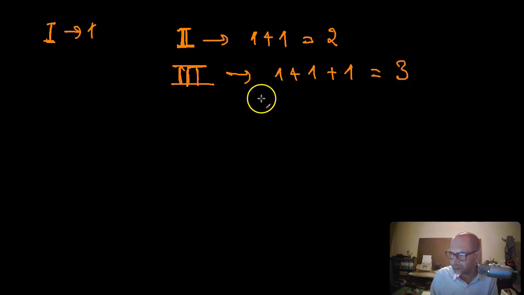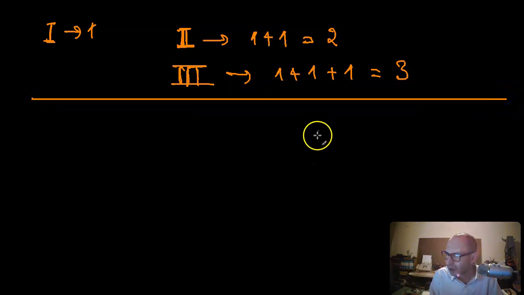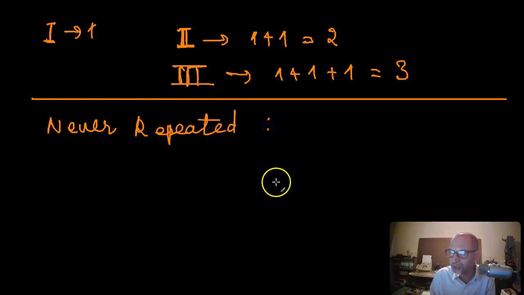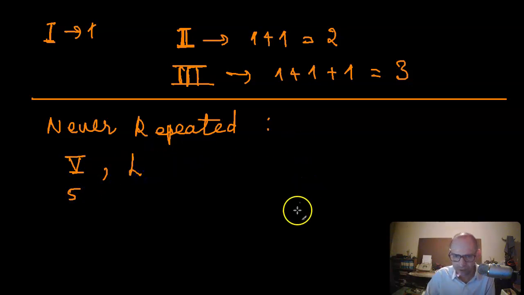And then the symbols that are never repeated, these are the symbols that you're not supposed to repeat at all. The symbols that you're not supposed to repeat at all are the V, which is the 5, and the L, which is a 50. You're not supposed to repeat the L, meaning the only number of times that it can occur is once.